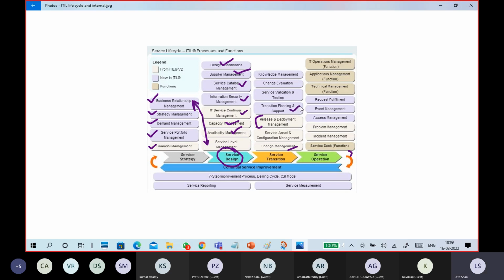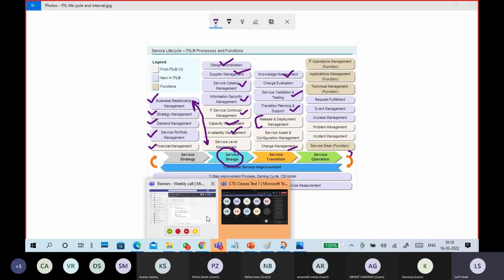Okay. Transition and planning, service validation and testing. Service validation means making sure it is working at the customer's end. Take a survey. Knowledge management means what the product is, what the use of this product is, how to use the product, and if any issues are there, how to solve them. Error management: if it is generating some error, how to handle it.